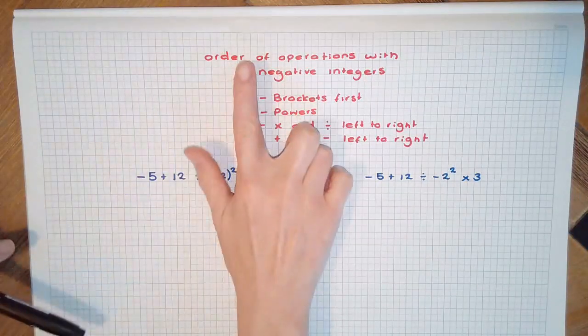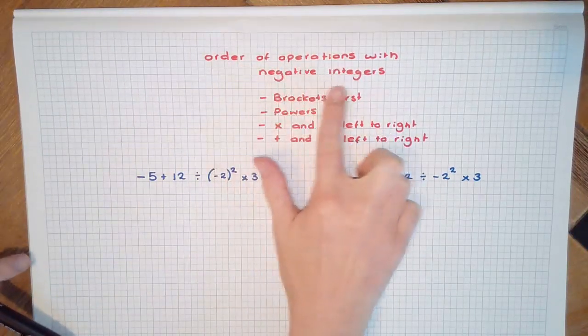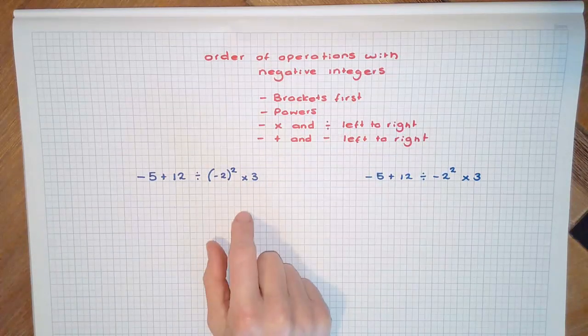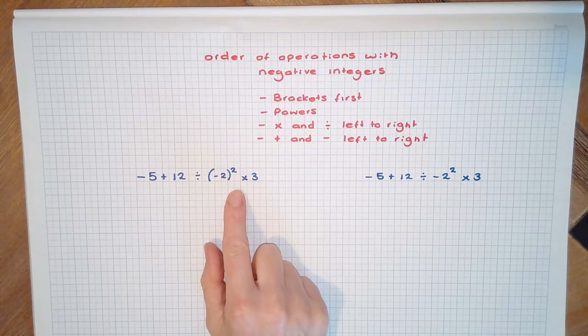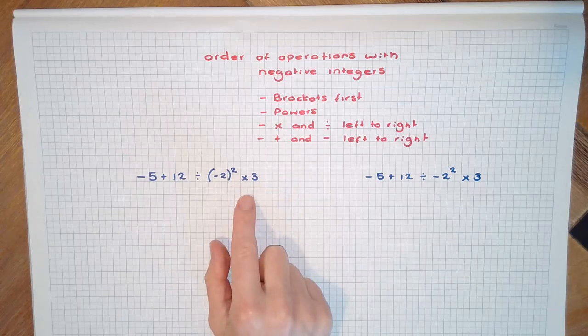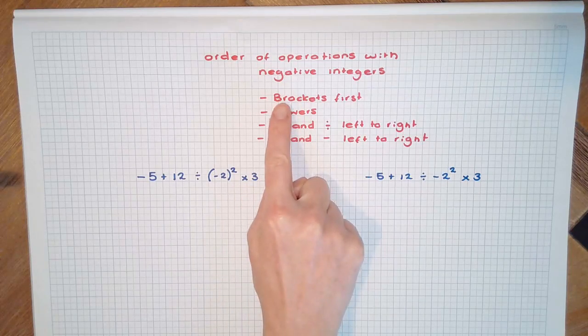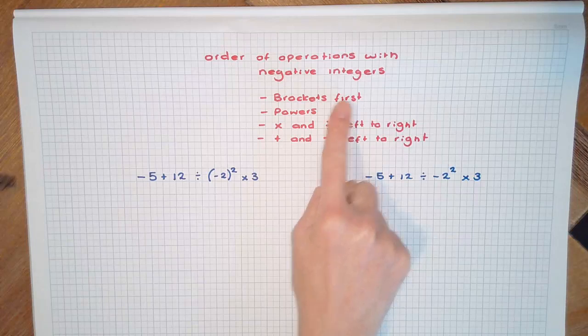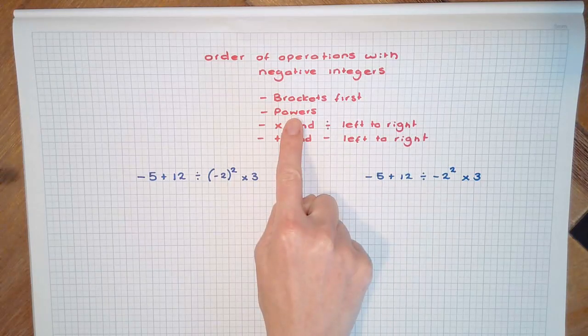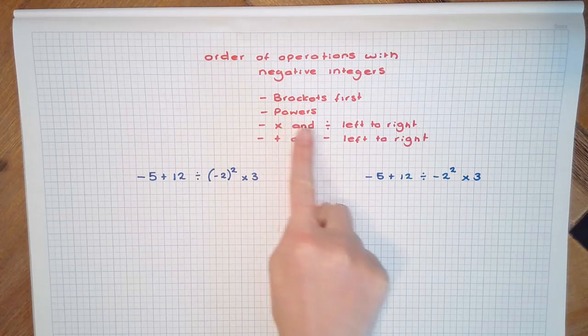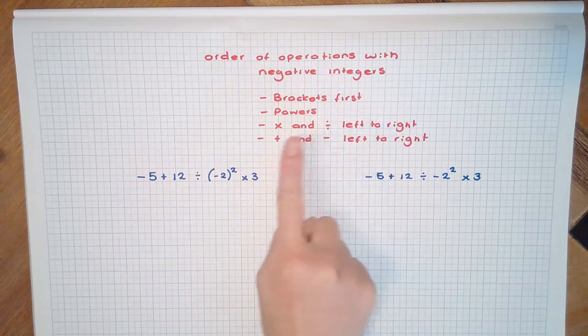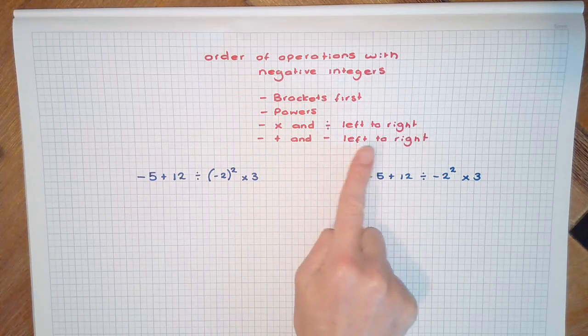In this video, we're going to have a look at order of operations involving negative integers. You need to be careful with order of operations when working with negative integers. Let's recall the rules for order of operations. Firstly, we perform the sum inside the brackets, then any powers or exponents or indices, multiplication and division left to right, and lastly, addition and subtraction working left to right.